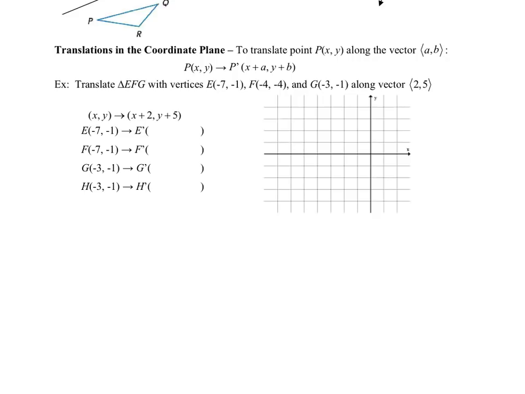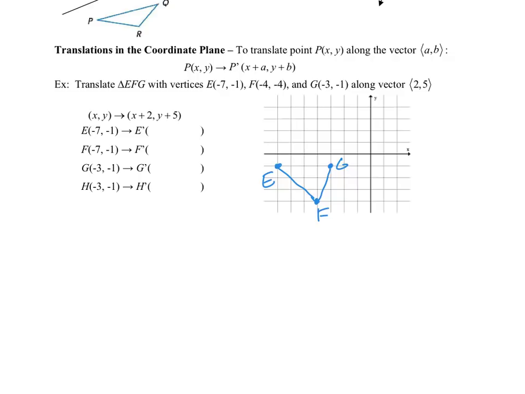So let's start by graphing our triangle EFG. So E is at the point -7, -1. 4, 5, 6, 7. So there's point E. All right. Point F is at the point -4, -4. So go to the left 4 and down 4. There's point F. And then finally G is at the point -3, -1. So 1, 2, 3, -1. So there's G. So let's draw our triangle EFG.